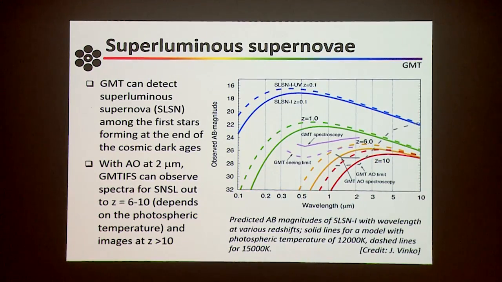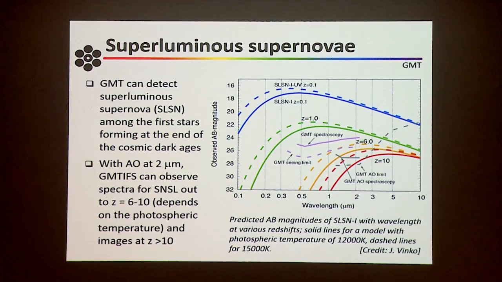Another thing that we should be able to do is detect superluminous supernovae among the first stars that are forming. So this is first light, end of the dark ages science, with adaptive optics working out at 2 microns. We can actually see out to redshift 6 to 10 to get spectra for these superluminous supernovae. So it's SLSN.